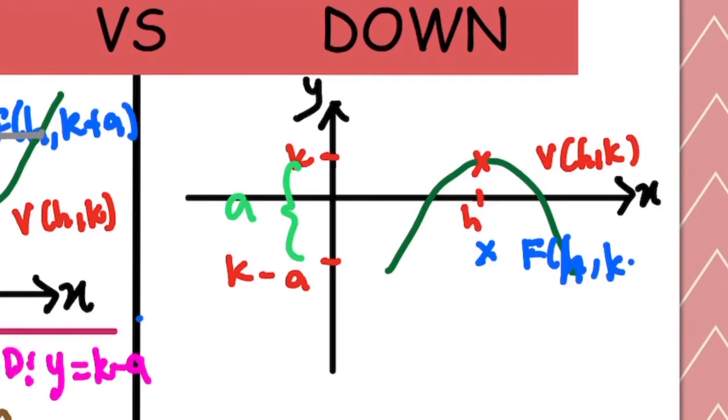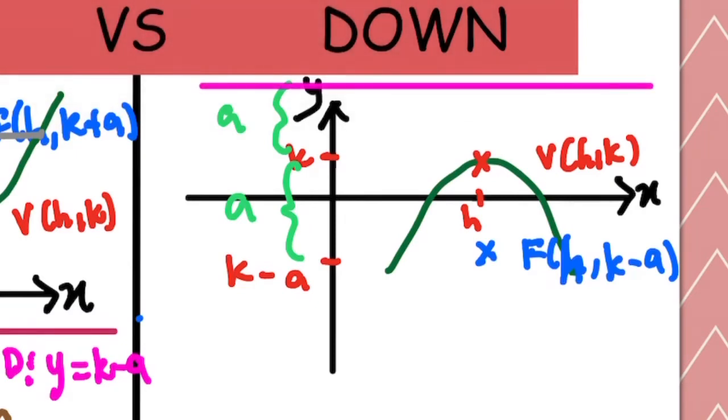Therefore, we can conclude our focus point, the coordinate is (h, k minus a). So let's now focus on your directrix line. The directrix line is the backbone where you have gone back as much as a. So let us draw the backbone right here, your directrix line. So there it is.